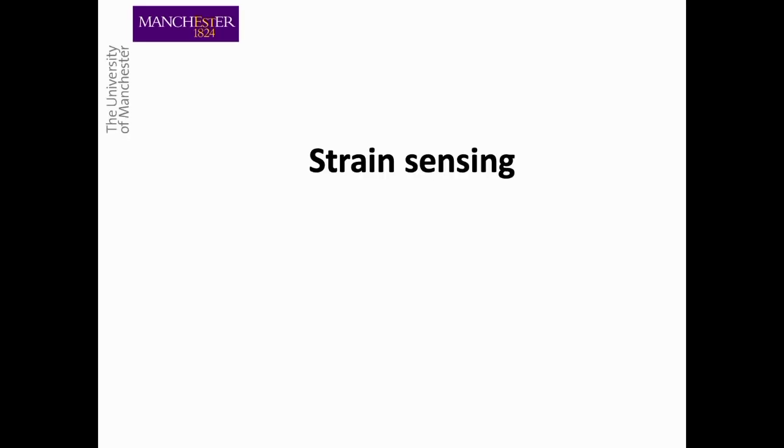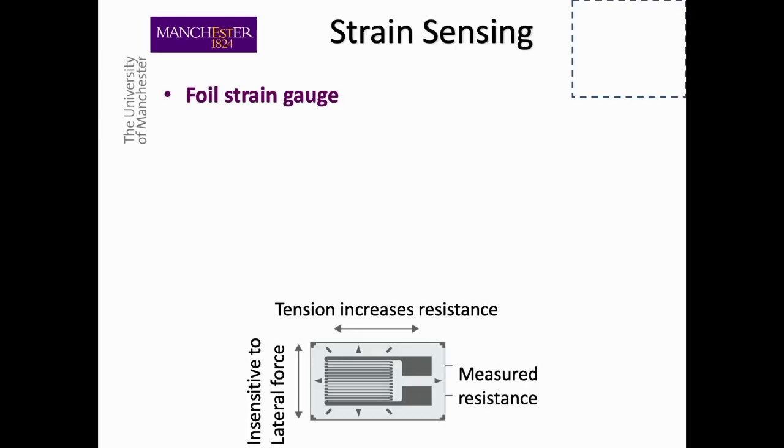What about strain sensing? So strain sensing is a really important fundamental type of sensing. It enables us to understand how things are deflected. It's often used in measuring vibration. So for those aerospace students here, really commonly used on aircraft wings to understand what your displacements are as a function of time. The commonest type of strain gauge is a foil strain gauge.